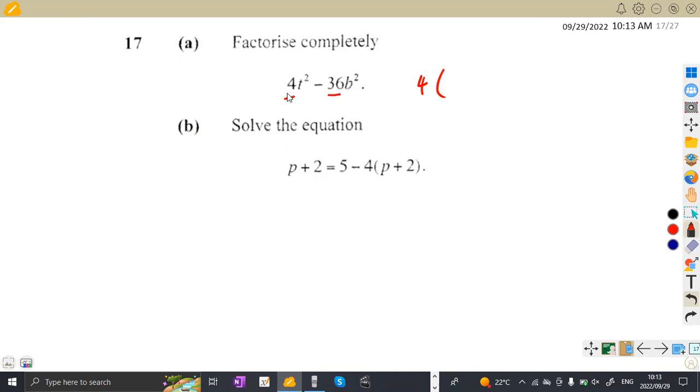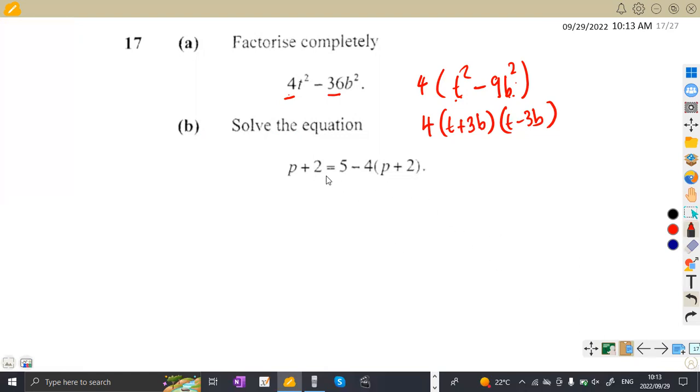That means I'm going to be left with 40 squared divided by 4, that's t squared, minus 36 divided by 4, which is going to give us 9b squared. Then we can factorize our difference of two squares. We have two brackets: the perfect square, square root of t squared, that's t, plus square root of 9, which is 3, square root of b squared, which is b. Another one is going to subtract the square roots, which is t minus 3b, just like that.